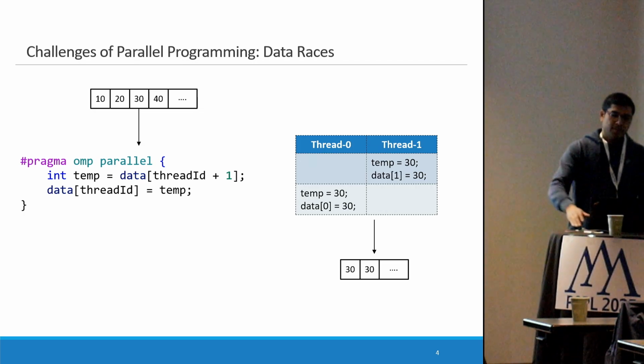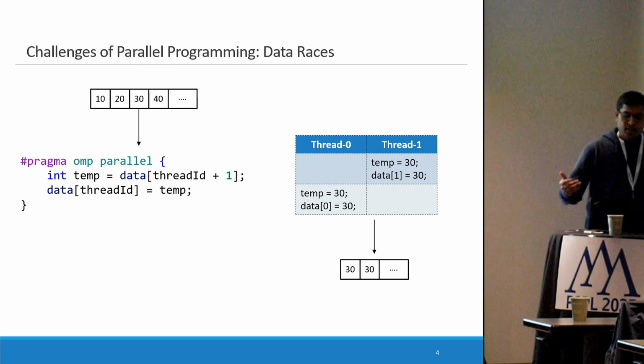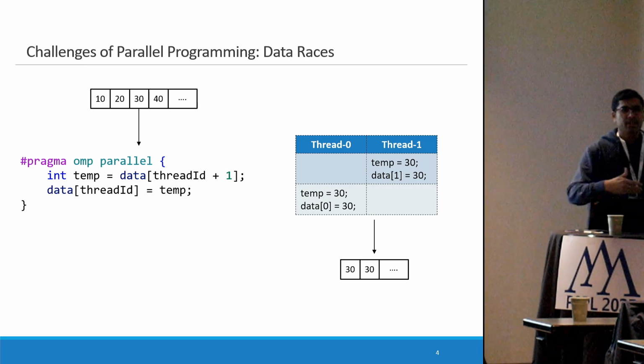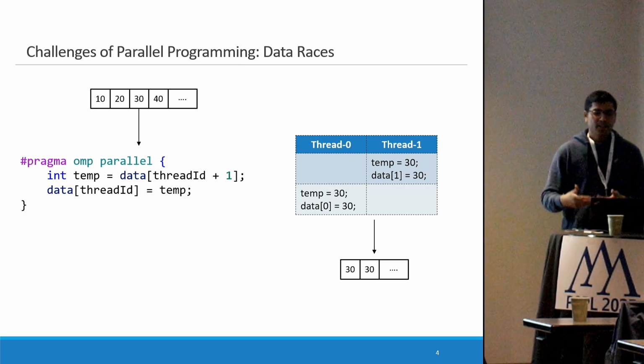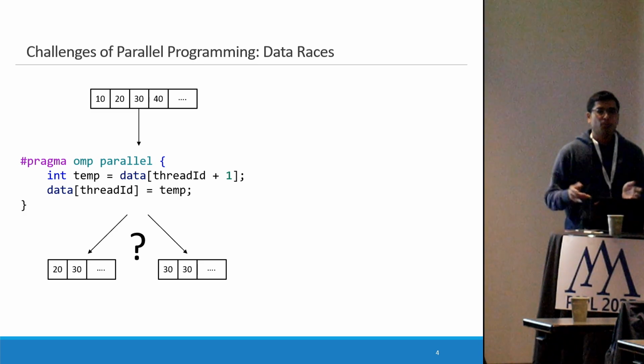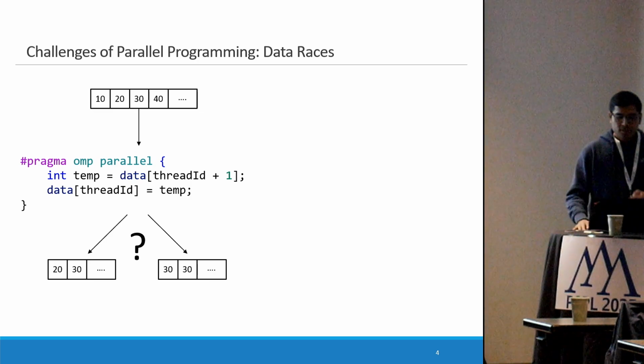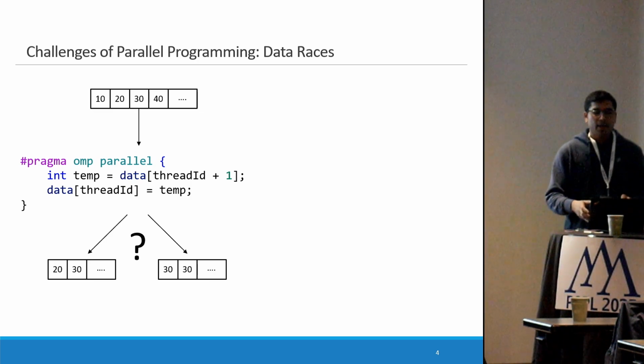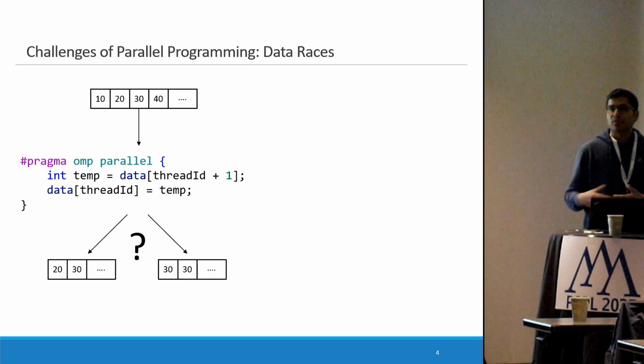We can also have a different execution sequence where thread 1 first reads and writes to the array. Now thread 0 reads the new value from the array. So we can have different outputs from the same segment of code. This is the data race that we have in OpenMP programs.